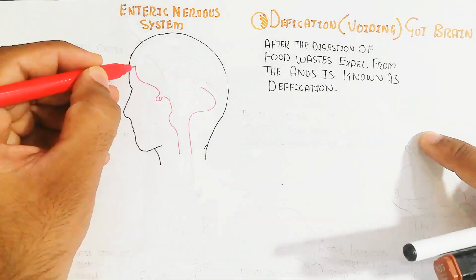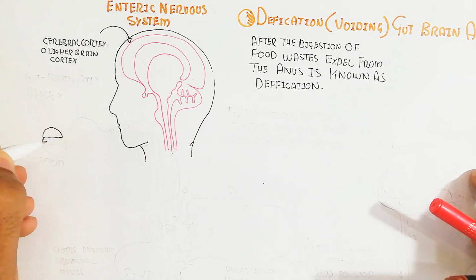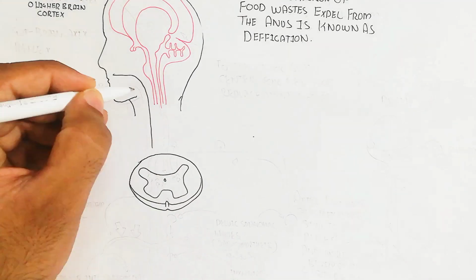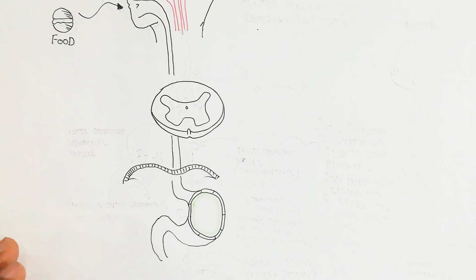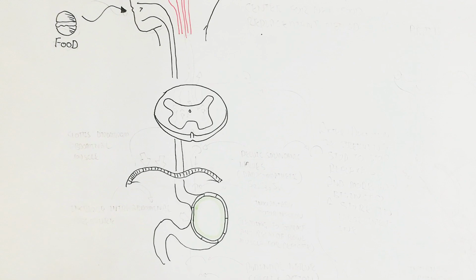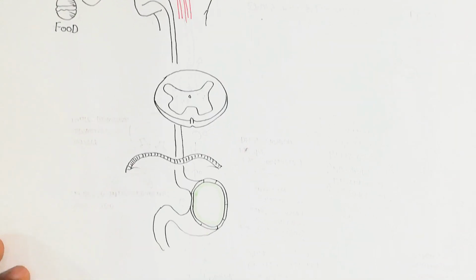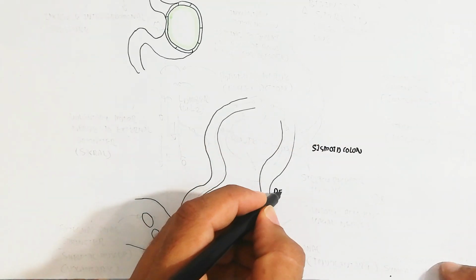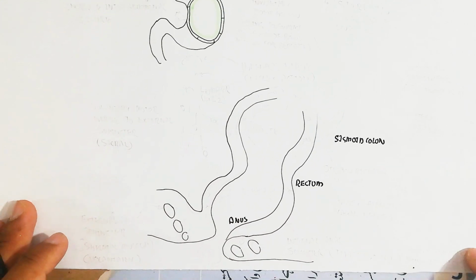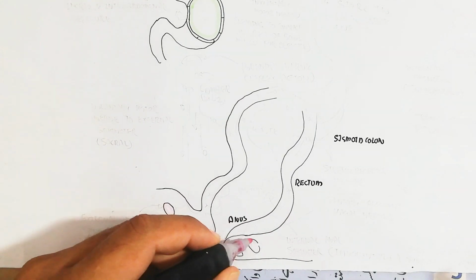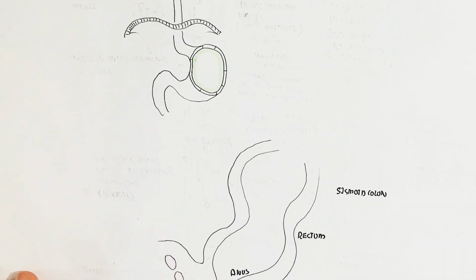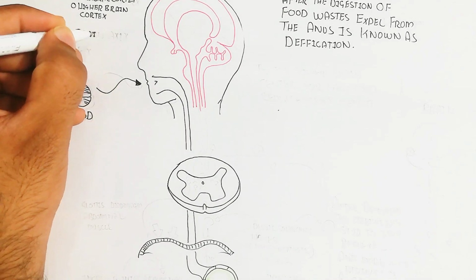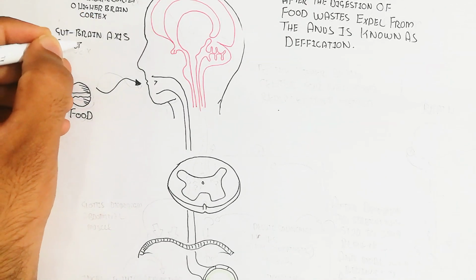First of all, we need to understand the higher brain cortex. The cerebral cortex, or higher brain cortex, will receive the signal after the stretching of the wall of the digestive system. Whenever food is eaten, after digestion it goes from the stomach and small intestine into the large intestine, the sigmoid colon, rectum and anus. We will focus only on the sigmoid colon, rectum and anus. Remember, the rectum is used for the storage of food waste, while the anus is used for defecation.